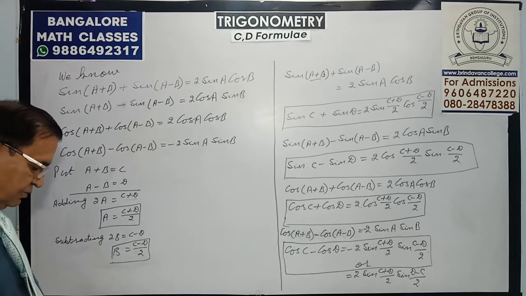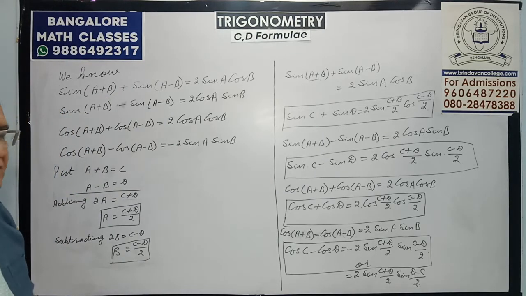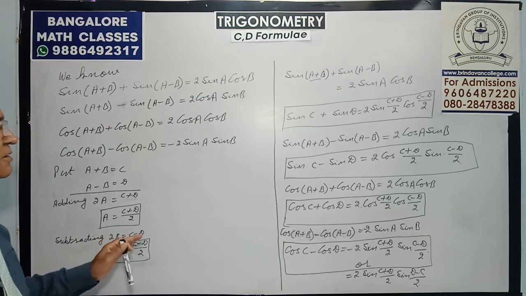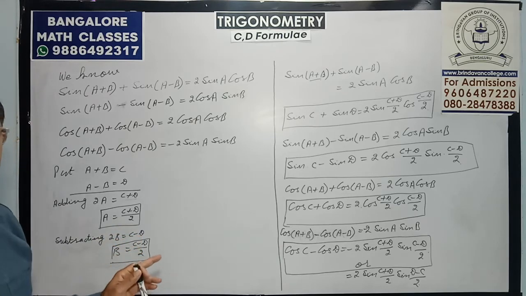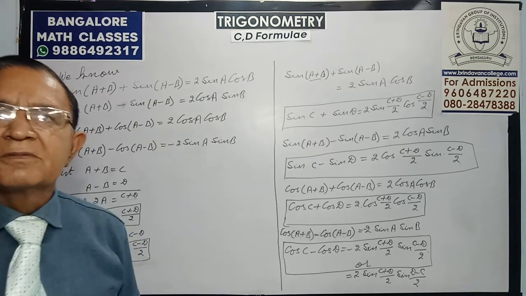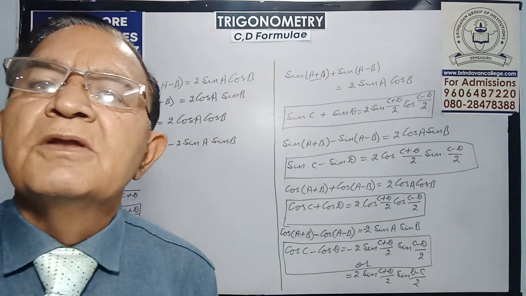So these are the 4 CD identities. So learn them. These are very important for the conversion, and always you will find one sum there. So I am going to do now some sums.